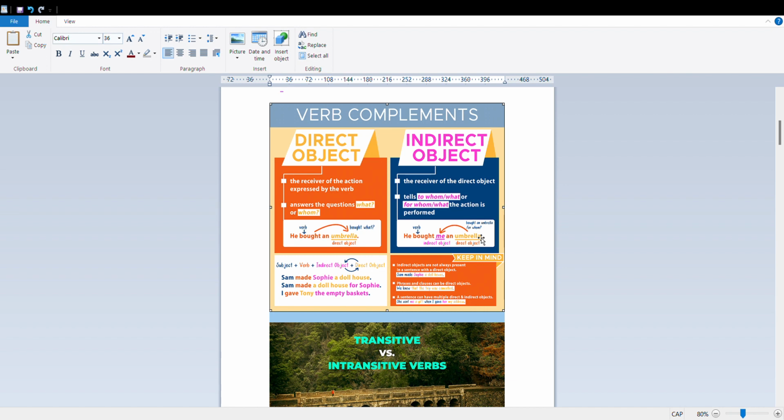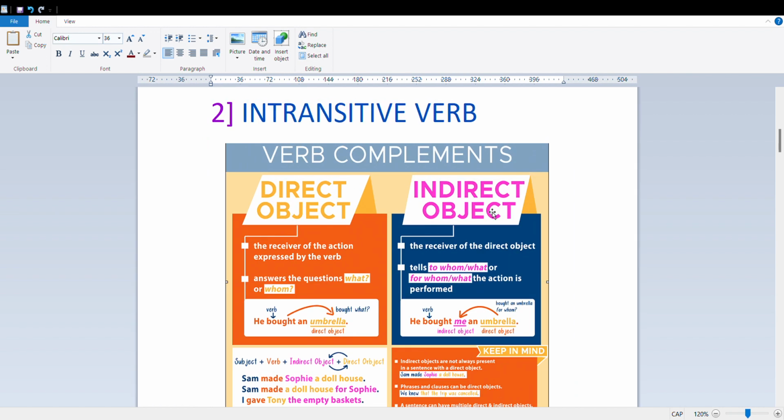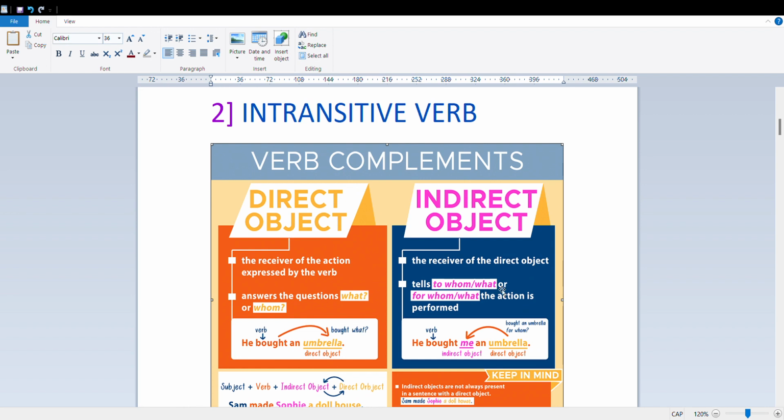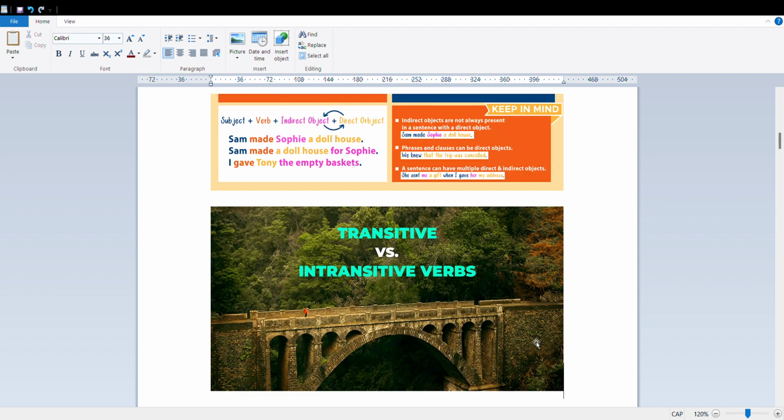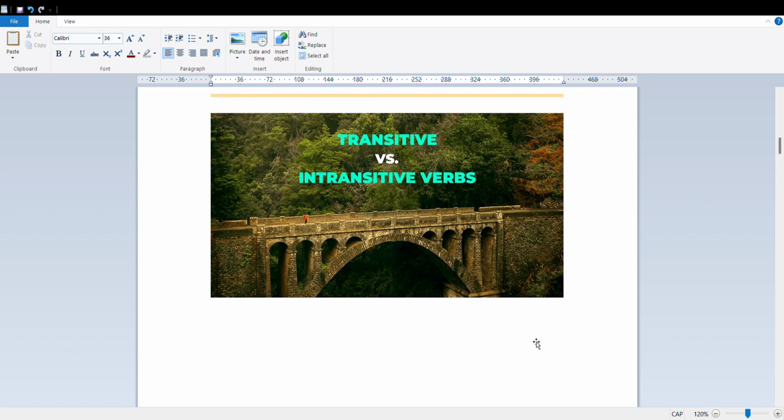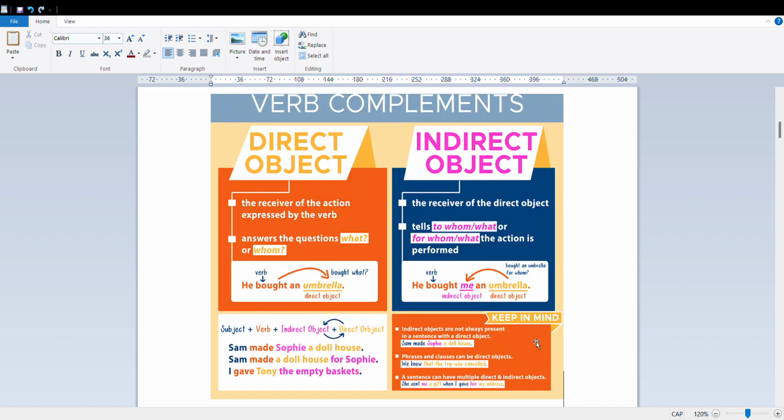So here you will ask the question like, bought an umbrella for whom? Like this, you all can ask the question. Now let's go forward. What we have seen is the direct and indirect objects and the difference between them. We have learned this. Now let's go for a clearer explanation.